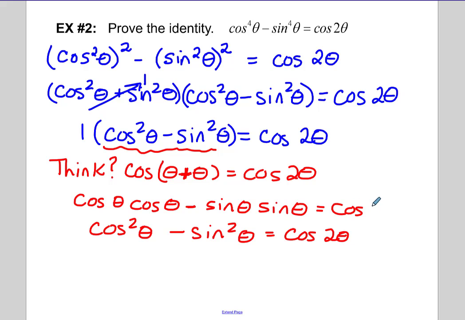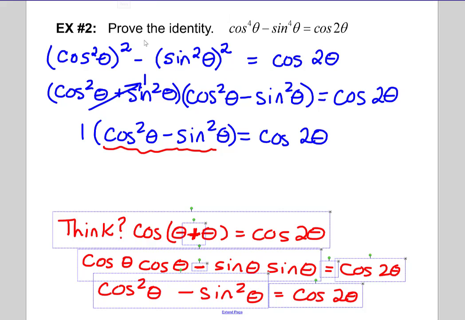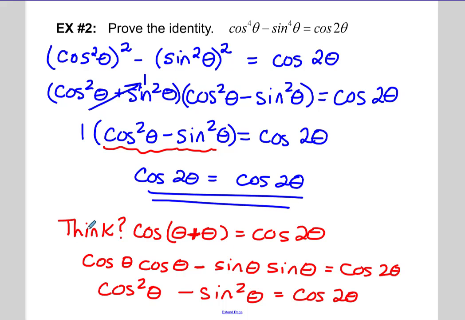is that thinking from lesson 3. So if we move that out of the way here, then you can recognize that the cosine squared of theta minus sine squared of theta is the cosine of 2 theta, and we have proven that identity in this second example. I just wanted to make sure you understood that from lesson 3.